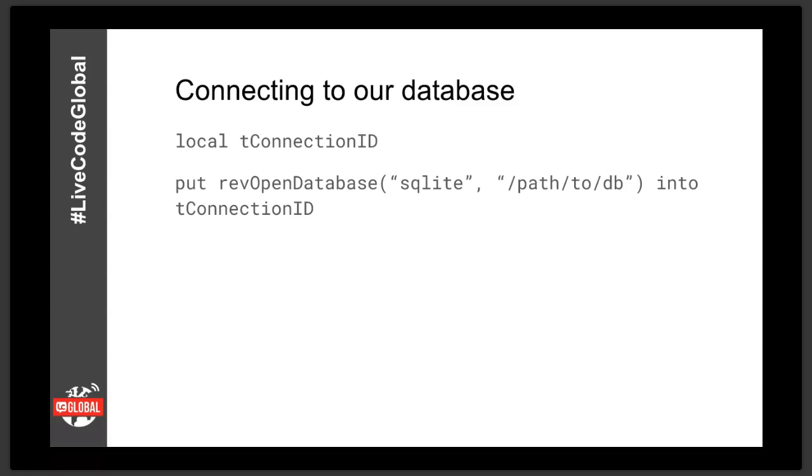So the first parameter is SQLite, and the second parameter is where that database exists. So that's the path on disk to the database. Now, conveniently, if the database doesn't already exist, RevOpenDatabase will create that database for you. So it doesn't matter if that file doesn't actually exist, it will be created by RevOpenDatabase.